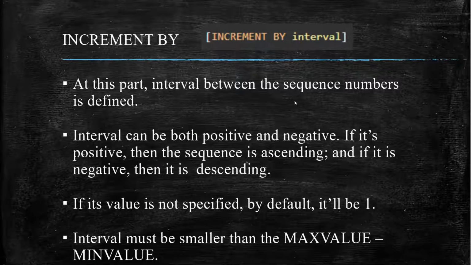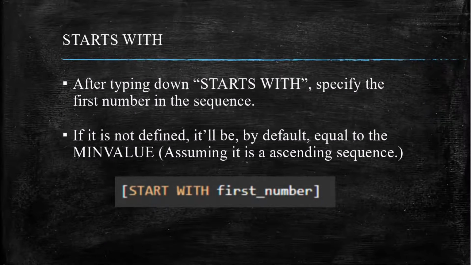The next thing to specify is the interval between the sequence numbers. You can do that by typing down increment by and specifying the value, and that value can be both positive and negative. If it's positive, then the sequence is ascending, and if it's negative, then the sequence is descending. If the value is not specified, by default it will be equal to 1. And one important thing to note down is that the interval must be smaller than maximum value minus minimum value.